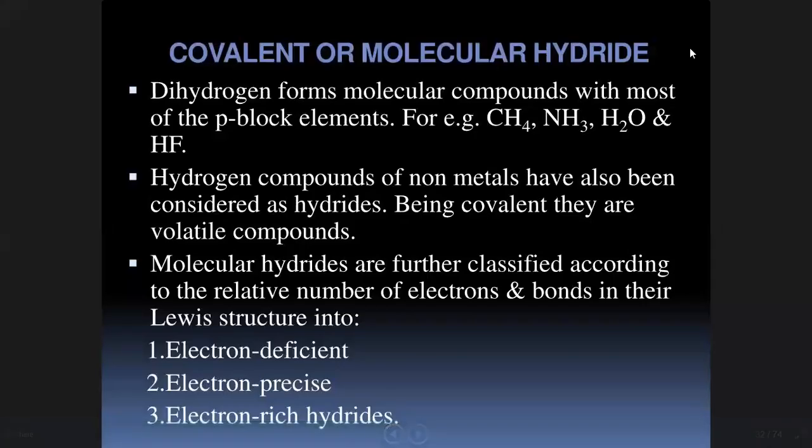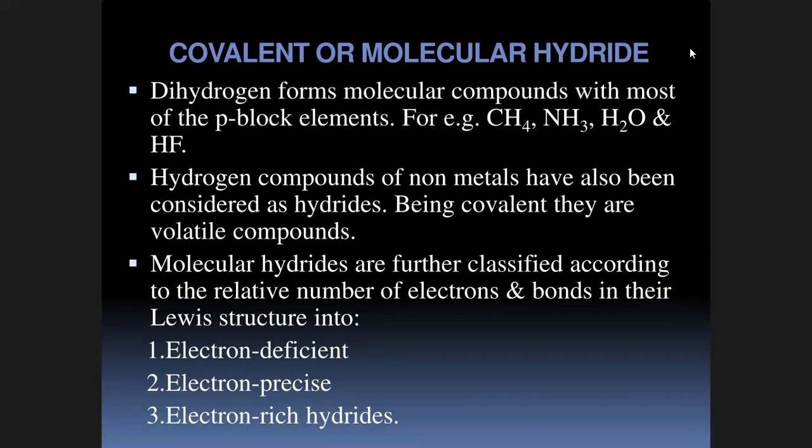Covalent or molecular hydrides. Dihydrogen forms molecular compounds with most of the p block elements. So generally, hydrogen combines with p block elements and forms molecular compounds. Example: CH4, NH3, H2O, HF. So these are the common molecular hydrides which are formed by dihydrogen with the p block elements.